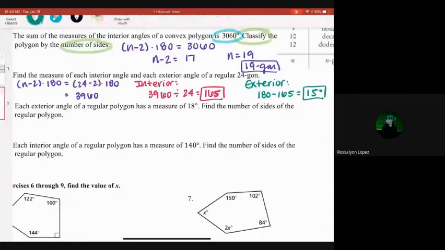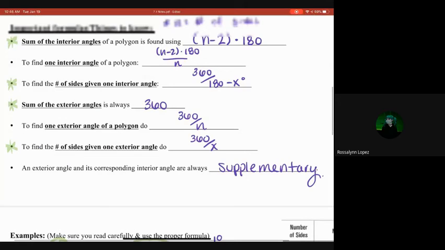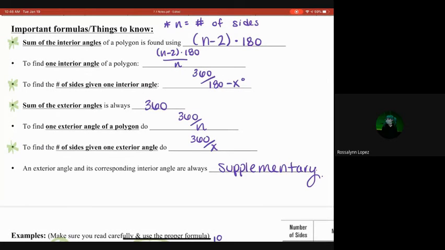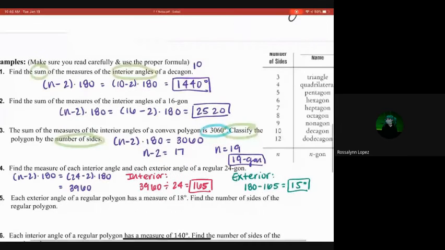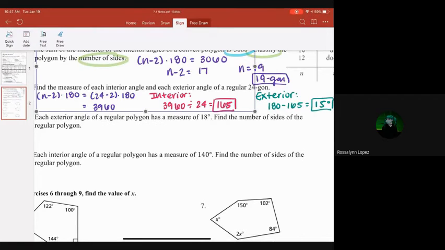All right, number 5. Each exterior angle of a regular polygon has a measure of 18. Find the number of sides. Well, let's look up at our formulas. Find the number of sides given one exterior angle. We have a formula for it. Let's use it. Now, key thing here is, what if I'm doing it on my own?